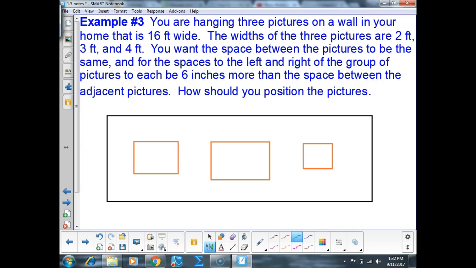All right. So, one thing that we know is that the wall is a grand total of 16 feet wide. Right? What else do we know? What are the sizes of the pictures? I'm assuming the biggest one's the 4-foot one. Does it have to be though? Could they be in any order? Probably. They could be in any order, but just for this, we'll say that this one is the 4-footer. The one is 3 feet and the one is 2 feet.